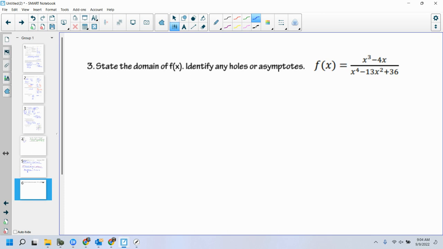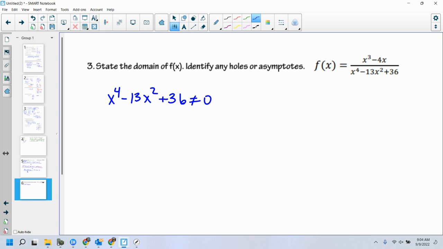So what I want to do is take the denominator and say this denominator cannot be 0, right? That's the restriction on the domain. The denominator cannot be 0. All right, now everybody's favorite, let's factor this.